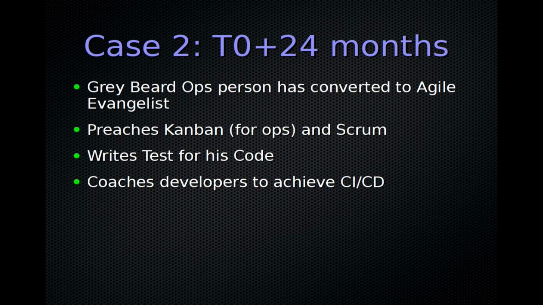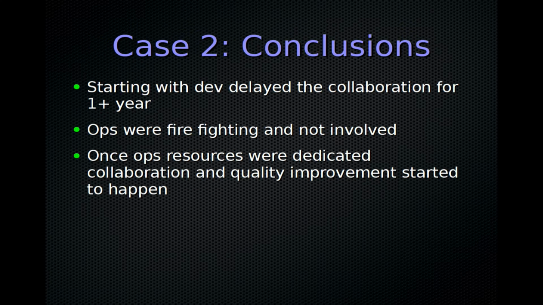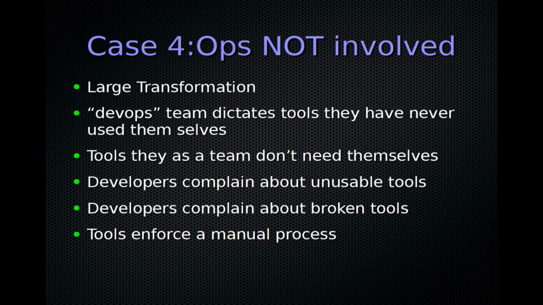We taught them how to do CI. We taught them trunk-based development. We taught them infrastructure as code. And they started building things. And even the old graybeard AIX, IBM Power ops folks learned how to do CI/CD and learned what it was to be agile. So that organization lost 18 months because they didn't include their ops folks in the first draft.